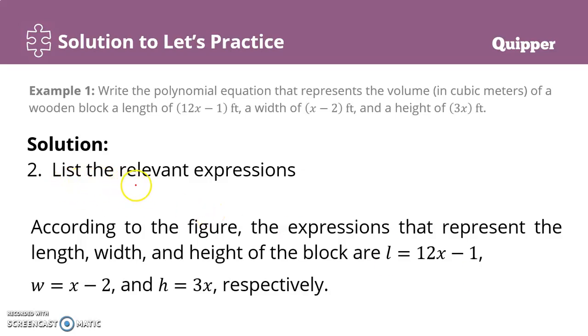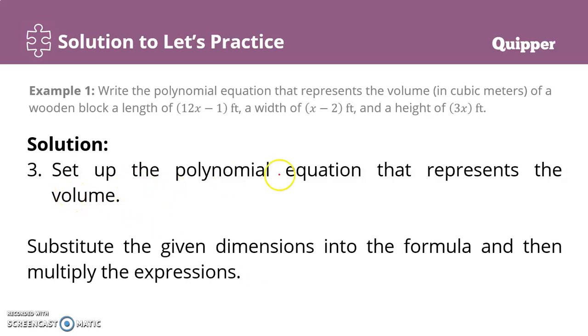So next, you have to list the relevant expressions. So we have the length or the L is 2x minus 1. The width is x minus 2. And the height is 3x. Next, set up the polynomial equation that represents the volume. Substitute the given dimensions into the formula and then multiply the expressions.